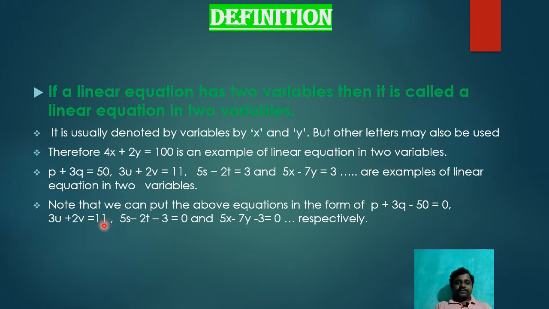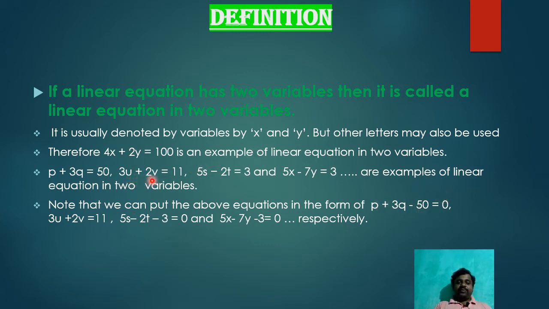Now let us discuss, for example, p plus 3q is equal to 50. All students, just observe. In this p plus 3q is equal to 50, the right side is plus 50. If we move it to this side, plus 50 is replaced by minus 50. So p plus 3q minus 50 is equal to 0. In general, we know ax plus by plus c is equal to 0 is the general form of a linear equation in two variables. In our 9th class we have discussed this.